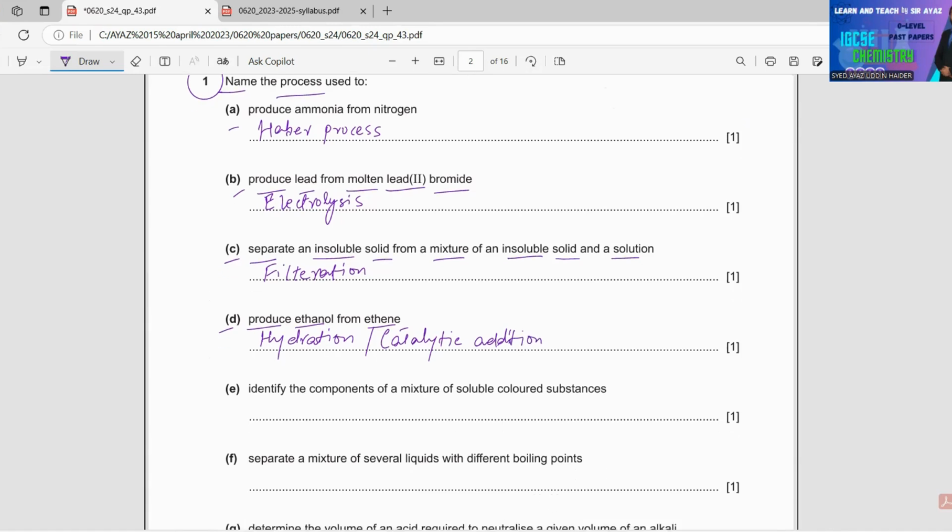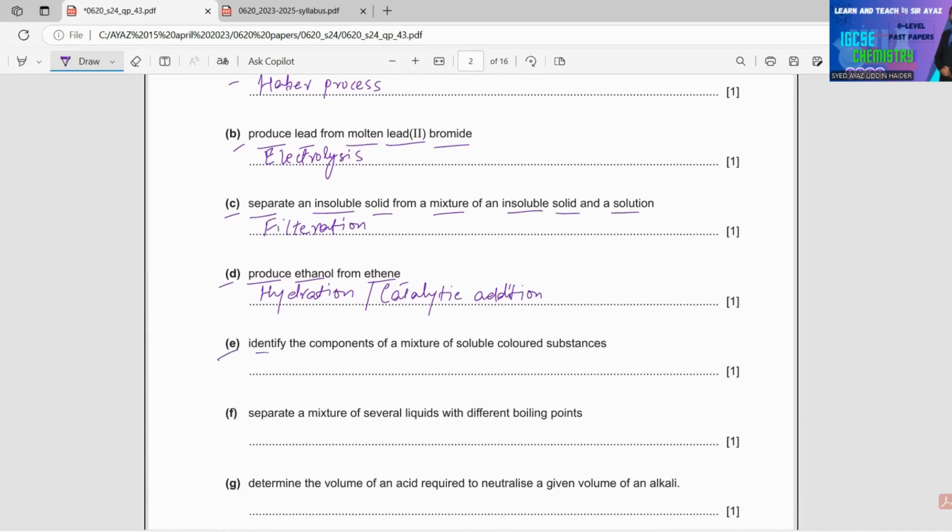Next part. E, identify the components of a mixture of soluble colored substances. Now, the process used to identify the components that are present in the soluble colored substances is chromatography. This process helps to separate the components of colored substances.